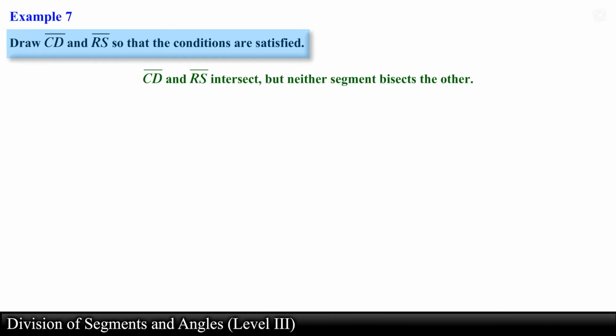Draw segment CD and segment RS so that the conditions are satisfied. Segment CD and segment RS intersect, but neither segment bisects the other. In this problem, we are asked to draw a diagram so that the given conditions are satisfied. The condition states that segment CD and segment RS intersect, but neither segment bisects the other.